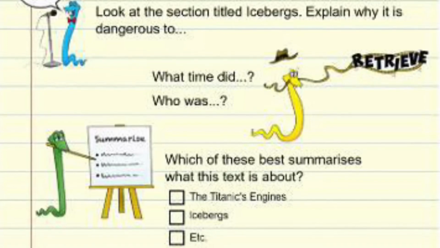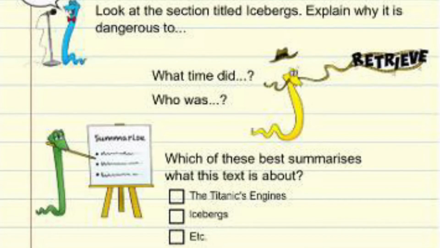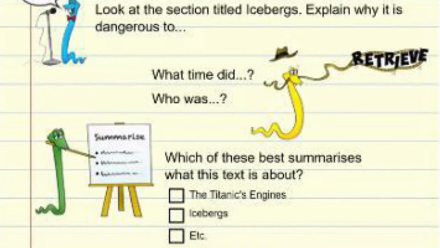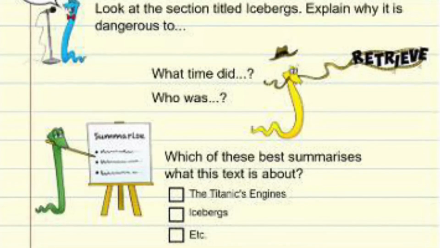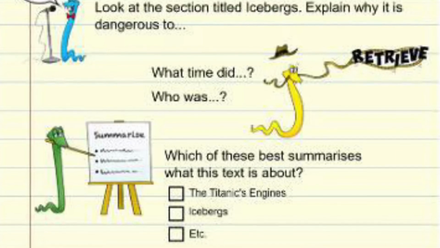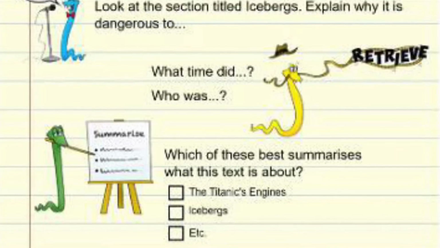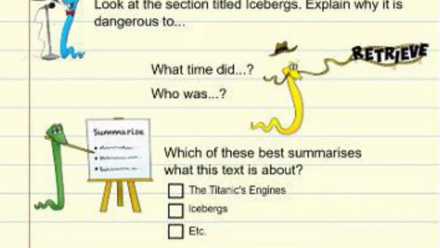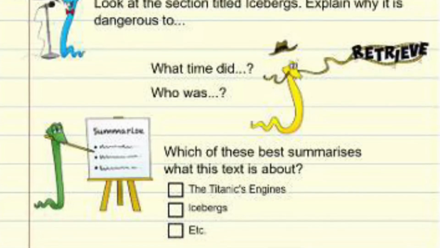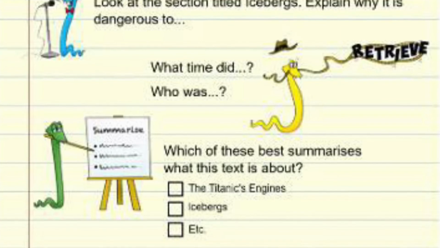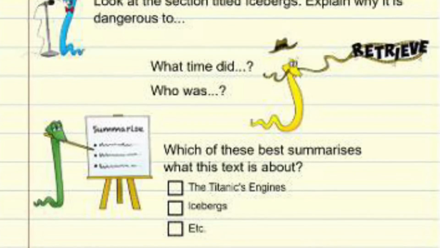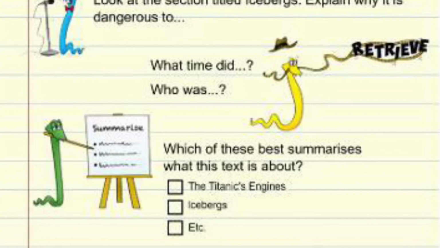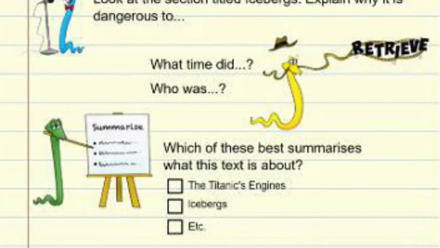Usually these appear as a tick box question. Which of these best summarises what this text is about? I've put a couple of dummy examples, the Titanic's engines, icebergs, and then you would pick what the text is actually about, which is more along the lines of how Captain Edward J. Smith was involved. And that would be one of the boxes which would be there to be ticked.